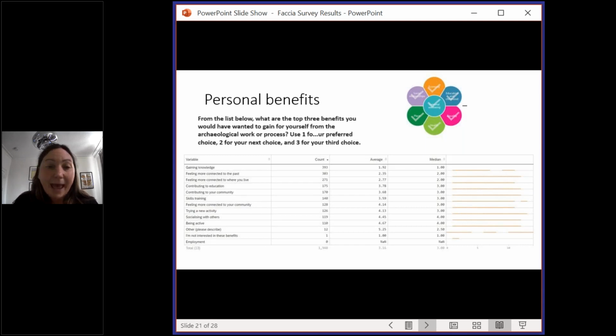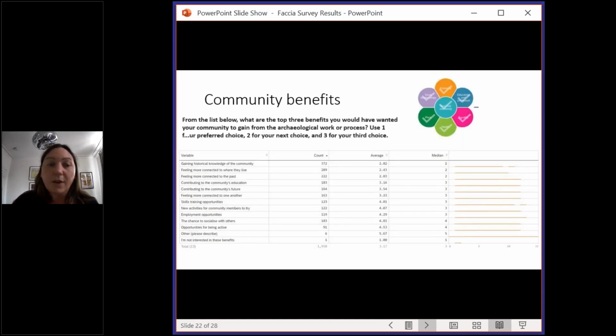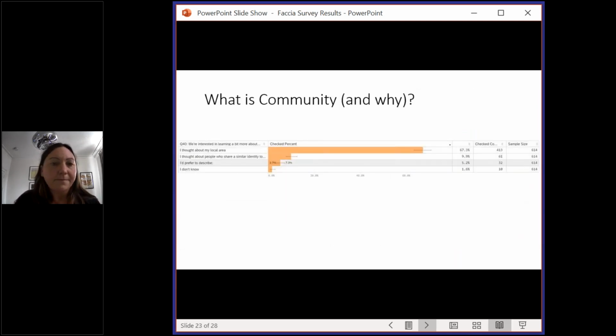Feeling more connected to the past was high up on the list, as well as feeling more connected to where someone lived, and contributing to education in the community. So those are the top 5 well-being results that people would like for themselves. And for their communities, they're quite similar. So gaining historical knowledge of the community, feeling more connected. They want the community to feel more connected to where they live and to the past, to contribute to the community's education and to contribute to the community's future. So again, those are the top 5 variables coming out.